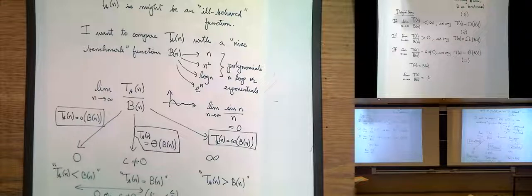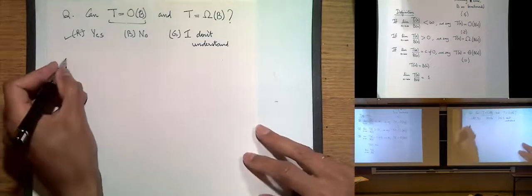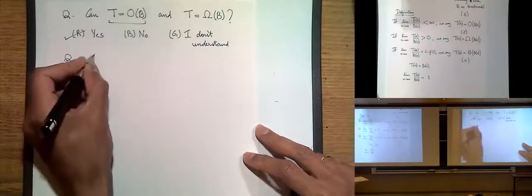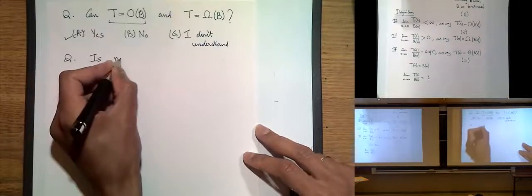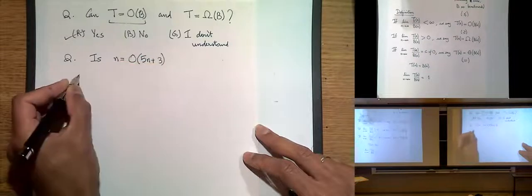Yes, exactly. So I'll do more examples here, and I think it should clarify. I'm going to do a series of questions, and hopefully then a lot of this will be clearer. Okay, so here's another question. Is n equal to O of 5n plus 3?